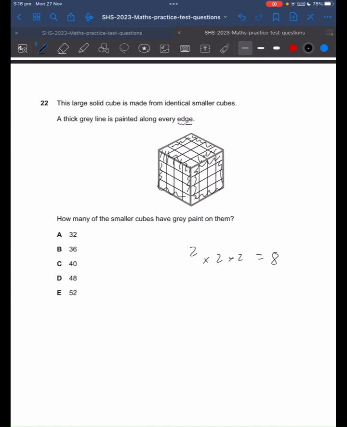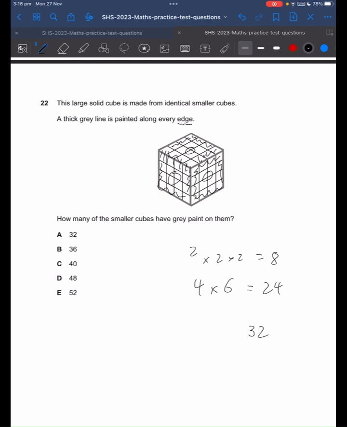Now, the faces will also not have paint on them. So this face, and this face, and the faces on the other side as well. How many cubes are there on each face? There are 4 cubes. And how many faces are there? There are 6 of them. So 24 of them will not have grey paint on them. So 8 plus 24 gives us 32.